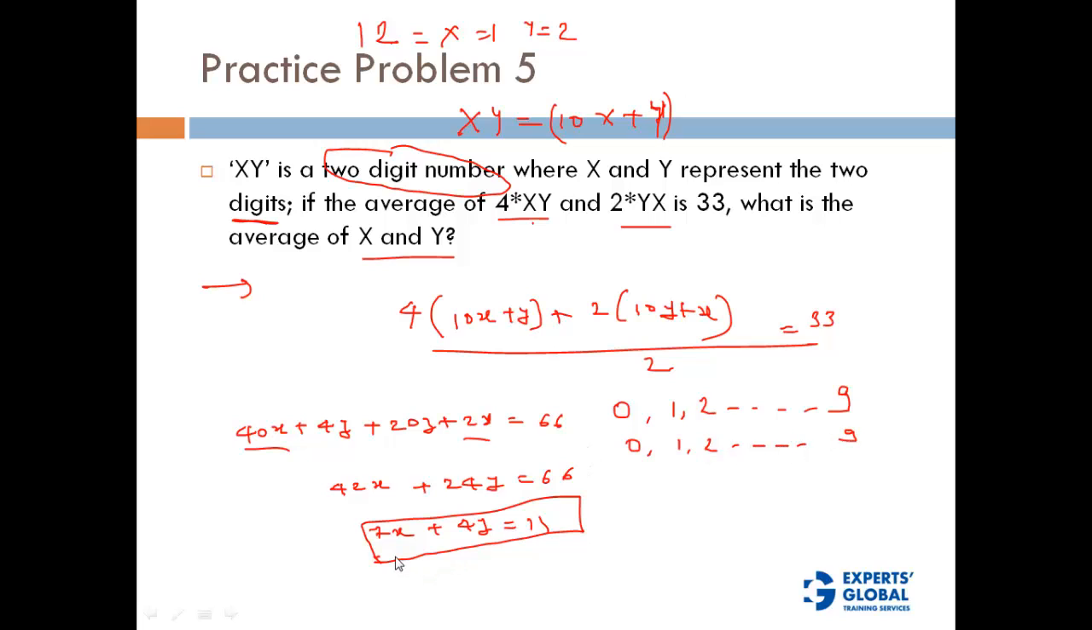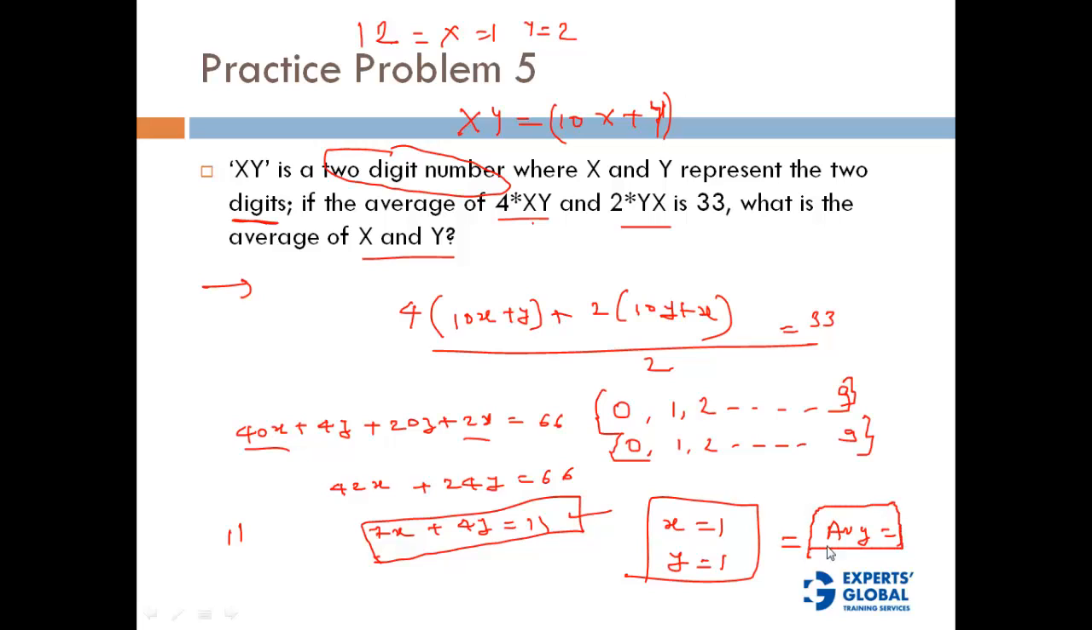And you will see that for 7X plus 4Y is equal to 11, the only combination of values from these sets that still satisfies this equation is X equal to 1 and Y equal to 1. There are no other values that will satisfy this equation. So X and Y both are equal to 1. That means the number we are talking about is 11, and the average of X and Y is going to be 1.